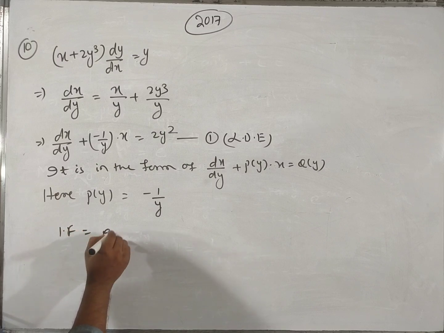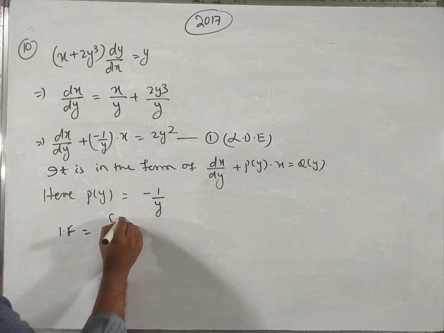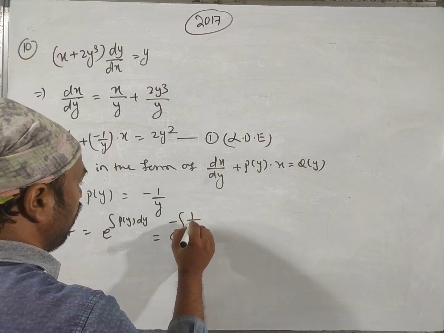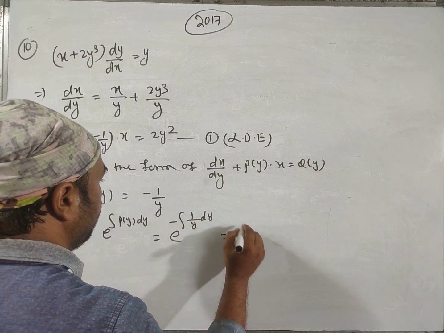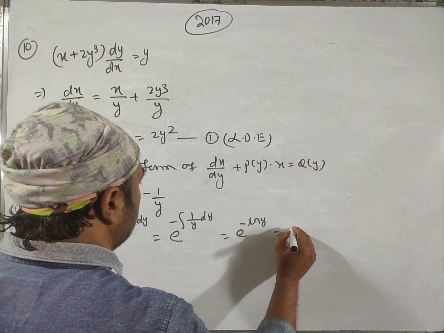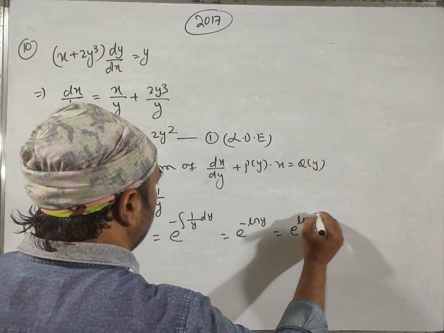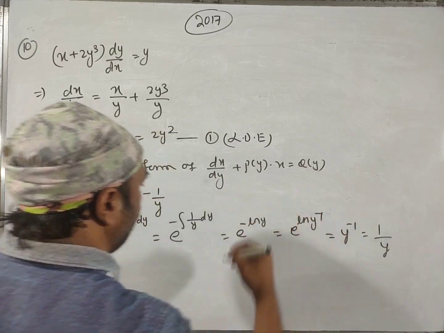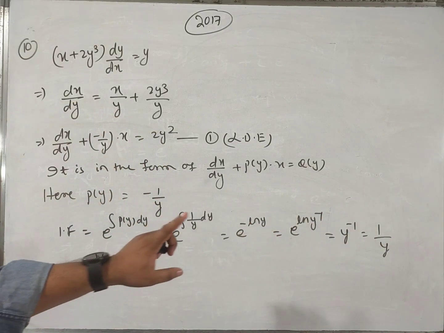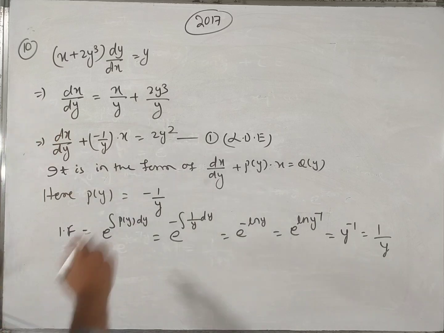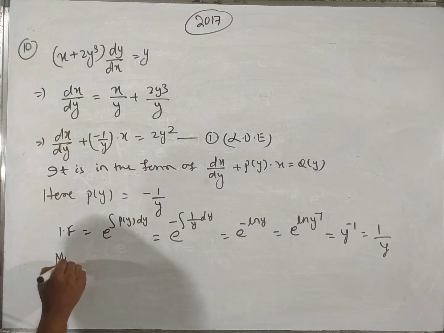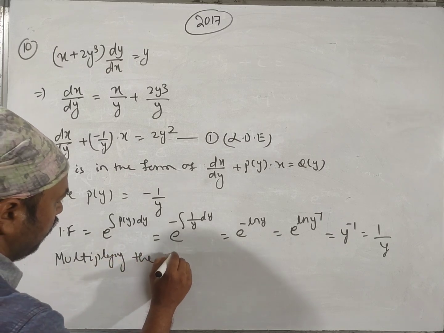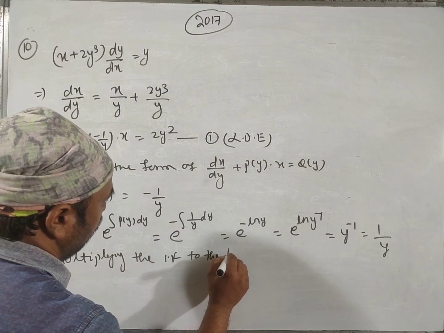Integrating factor is equal to e to the integral of P(y) dy. So e to the power minus integral of 1/y dy. It is minus ln y, so it is e to the power ln y to the power minus 1. Then it is y to the power minus 1, and that is 1/y. Then we have to multiply this integrating factor to equation number 1.